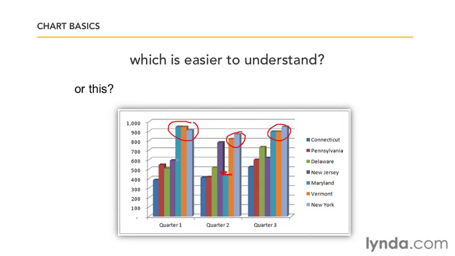On the other hand, New Jersey usually has some kind of mid-level numbers, but also in the second quarter, something happened where New Jersey has higher numbers than usual. Now, this chart doesn't tell us why it happened, but it does make those numbers stand out.